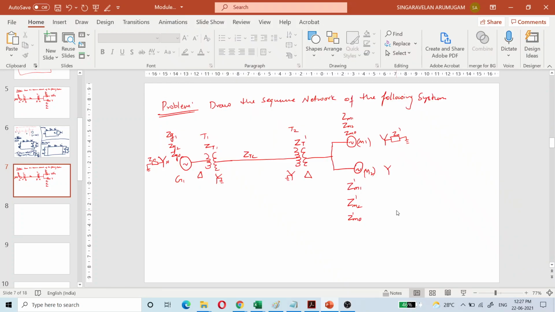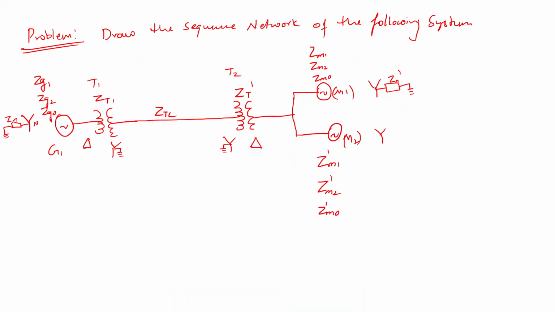So after completing the sequence network theory, we will solve a small problem to understand the basic idea of how a sequence diagram or network can be drawn for an entire given power system network. Suppose this is the network given, and for this you need to draw the sequence network for different components. In this diagram we have G1, that is generator 1, transformer 1 T1, a transmission line called TL, then a transformer T2, and two motors connected at the load side, M1 and M2.